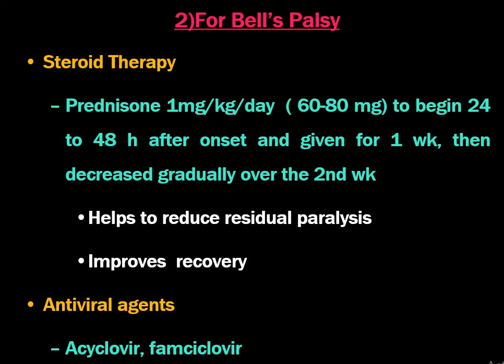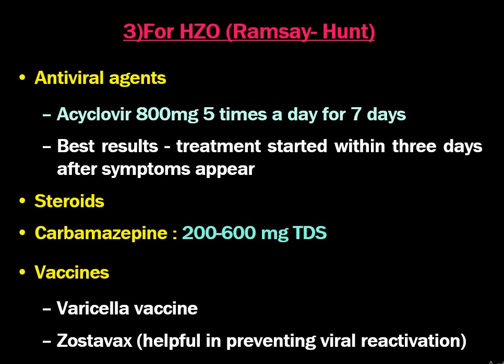Antiviral agents like acyclovir or famciclovir can be given. Next, for herpes zoster oticus or Ramsay Hunt syndrome, antiviral agents, acyclovir 800 mg 5 times a day for 7 days. For best results, treatment should be started within 3 days after symptoms appear. Therefore, the patient has to come to hospital in less than 3 days. Steroids can also be given in low doses, and carbamazepine to decrease post-herpetic neuralgia, 200 to 600 mg, since it is a very painful condition. Vaccines like the varicella vaccine and Zostavax are helpful only in preventing viral reactivation.